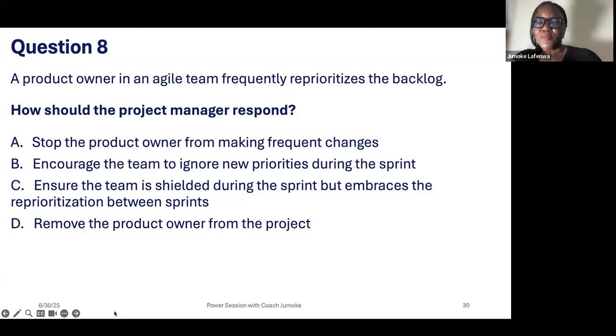So I'll count up to 10 for the answer. 1, 2, 3, 4, 5, 7, 8, 9, 10. All right, so Nicholas, what's your answer?